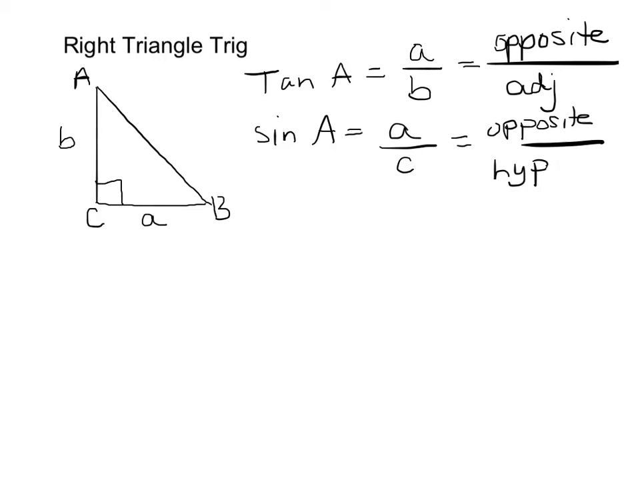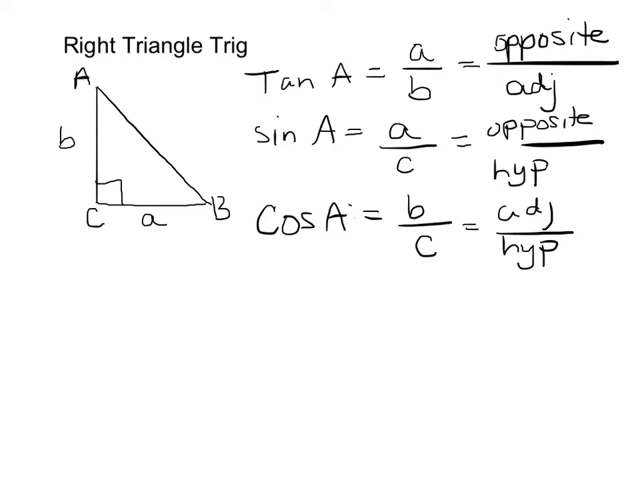And then we have the final one, which is cosine of angle A. And cosine of angle A is going to be the adjacent side over the hypotenuse. Adjacent over hypotenuse. And that's little c.